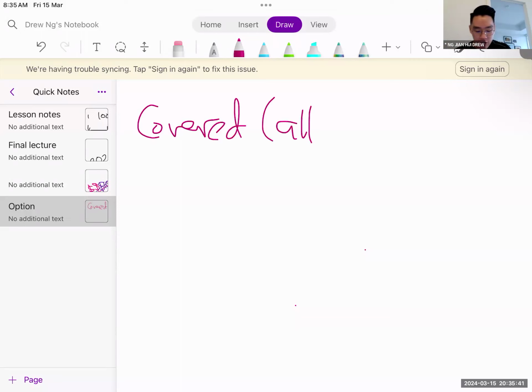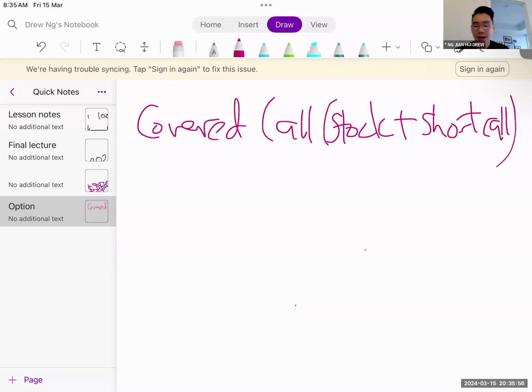So what's a covered call? We have our vanilla call options that we talked about earlier. Now, a covered call means that it's a stock plus a short call position. So the idea of why we want to do this is, recall that in a short call position, what is the payoff like? The payoff is like this, right? The short call position is like this.